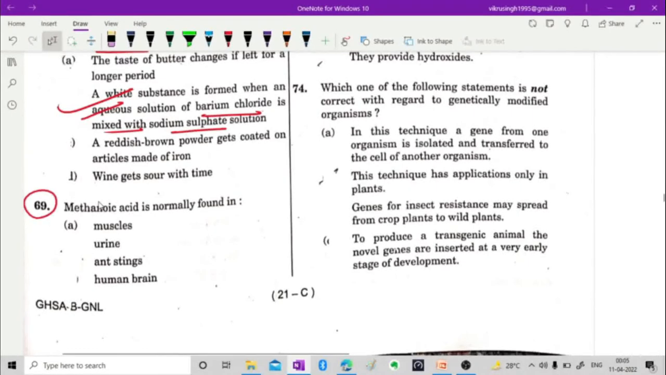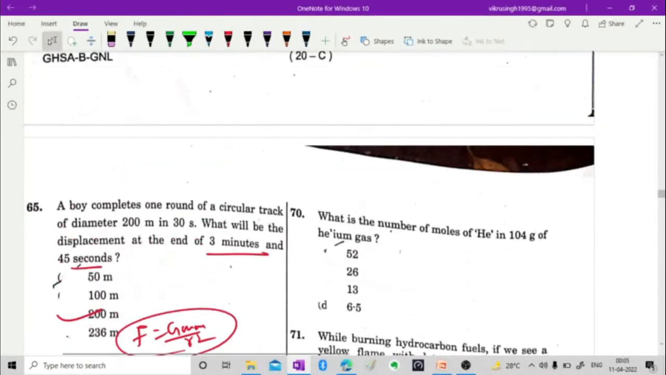So question number 69, methanoic acid is normally found in ant stings or wasp stings, so HCOOH. This is methanoic acid. This is a very important question. This question is in the class 12th book.